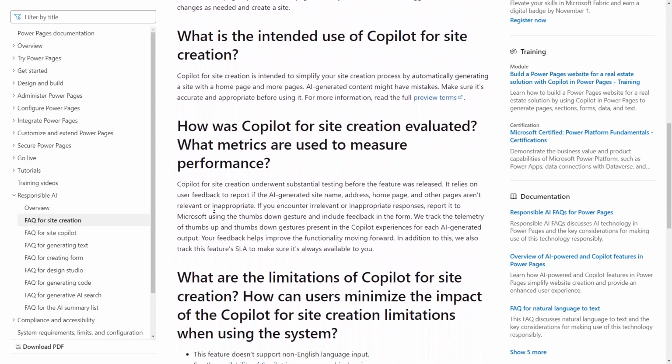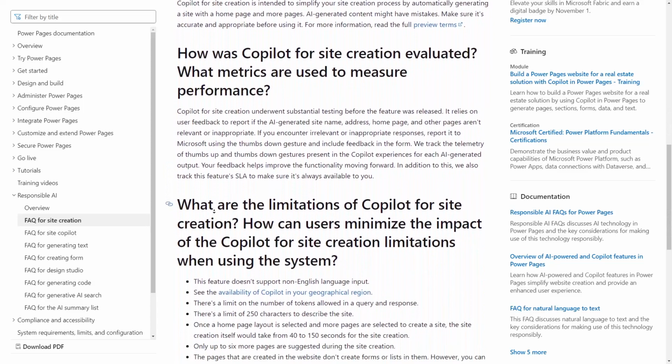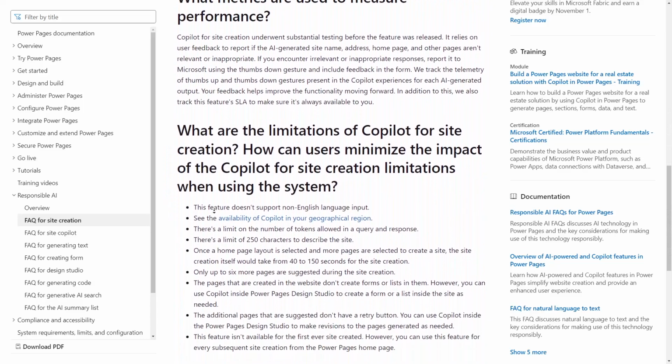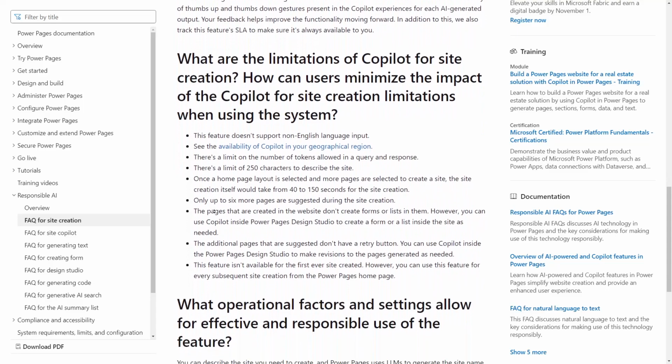If you're using any of these AI-based features, I'd recommend taking a look at its FAQ. I think the information provided will help you use that feature more effectively.